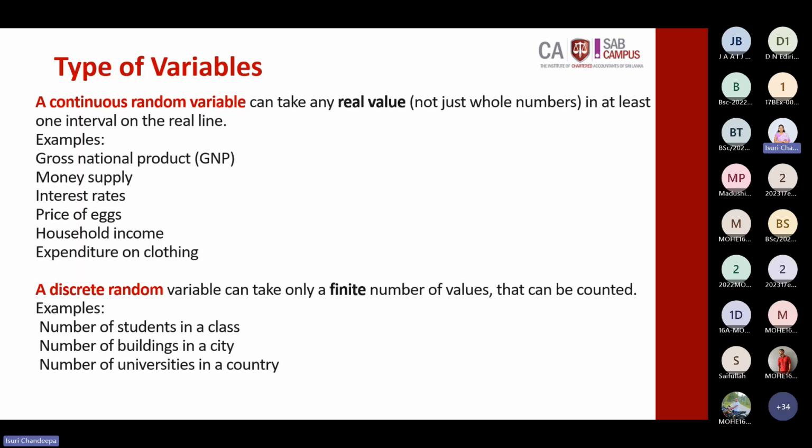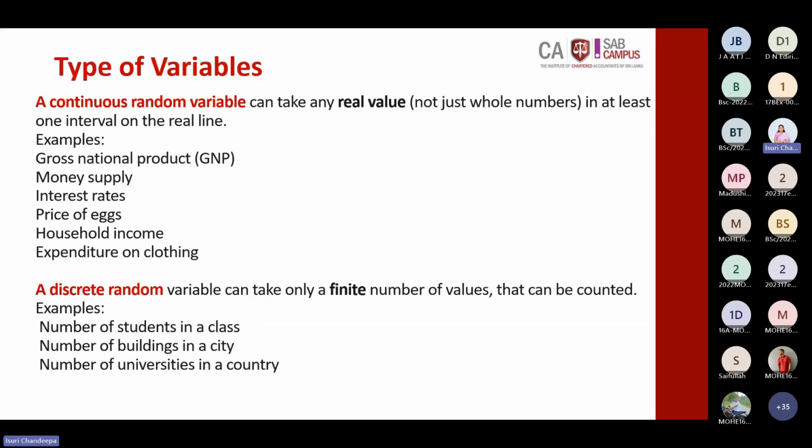Number of universities in a country. How many government universities do we have? We have 17 government universities. Are we having 17.5 government universities? No, just 17. Are we having 17.75 government universities? No, we have 17.